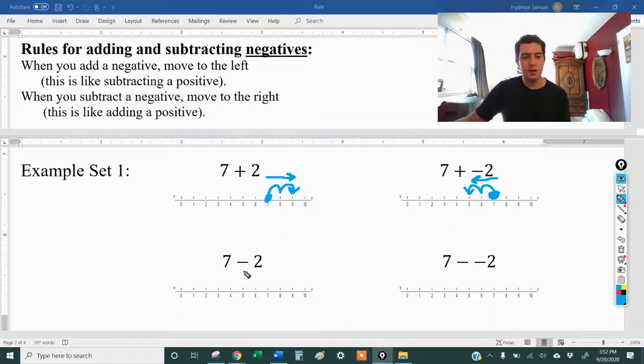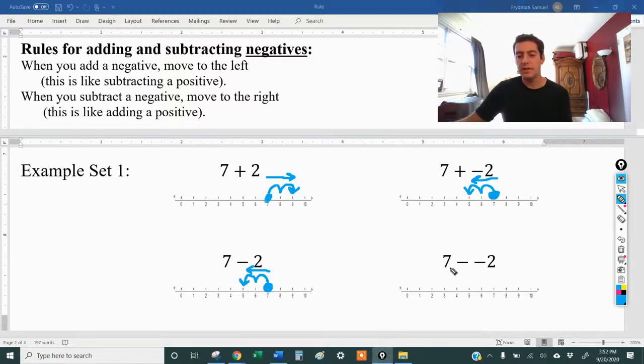Let's look at another problem, 7 minus 2. Now here, this 2 is a positive 2. So don't get confused because you see this symbol in front of it. This symbol in this context means subtraction. So we're starting at 7 and we are subtracting positive 2. So this is just like what we've been doing in other videos. I start here and I move to the left 2 spaces, 1, 2, and I get 5.